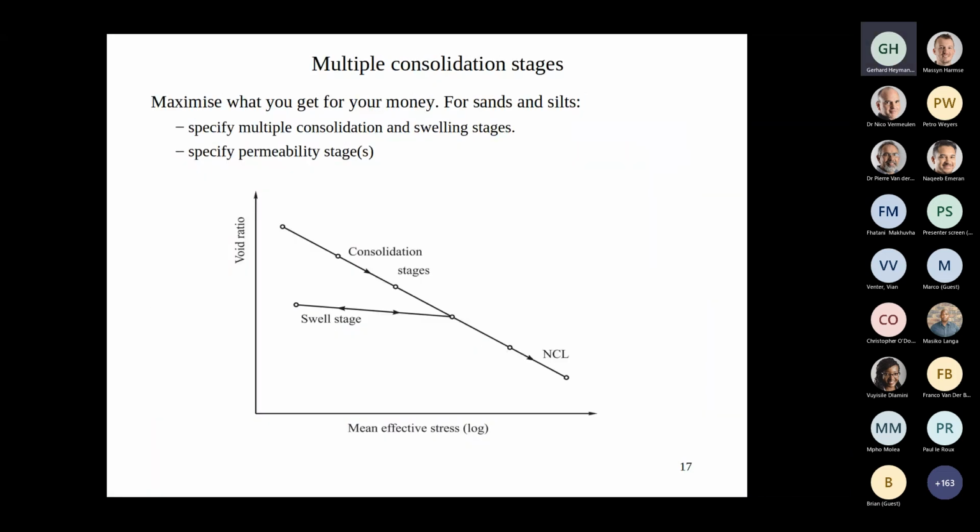Okay. Then also, in terms of test strategy, I'm a big advocate for multiple stages. Now, maximize what you get for your money. What I mean by that is the effort goes into sampling the material, getting it to the lab, preparing the specimen, getting it in the triaxial, flushing it, saturating it, and all the rest. And once the sample has gone through that process, then you maximize what you get.